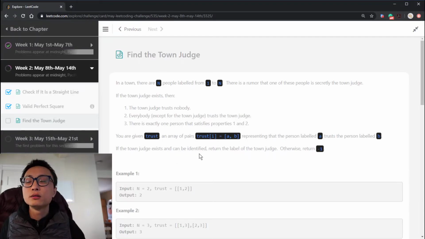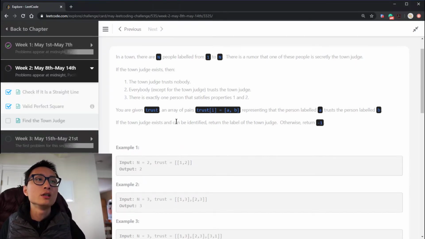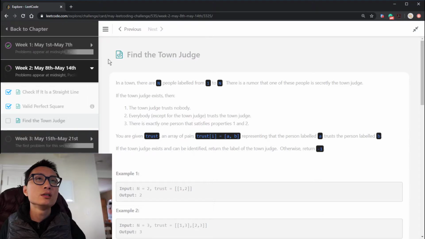Hey, hello there. So today is day 10 of the May LeetCoding Challenge questions. So far the questions have largely remained easy, but tomorrow we're getting into the 11th day, into the middle of the month. Hopefully tomorrow we can have something a little bit more challenging. Today is still a relatively easy question. It's called Find the Town Judge.